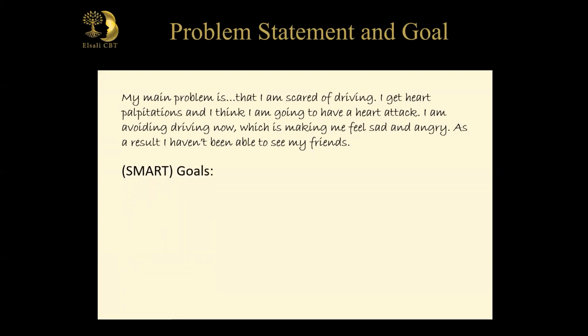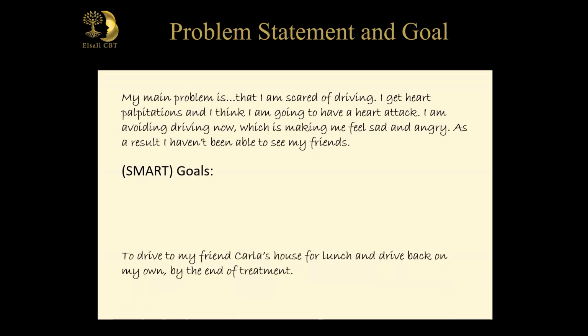Then we go on to set some goals with this lady, or with you. If you come to therapy, the next stage would be to set some goals for therapy. In terms of goals, we do make sure that they are SMART goals. I did mention earlier that SMART goals are specific, measurable, achievable, realistic, and time limited. Bearing that in mind, we might have some goals that look a little bit like this.